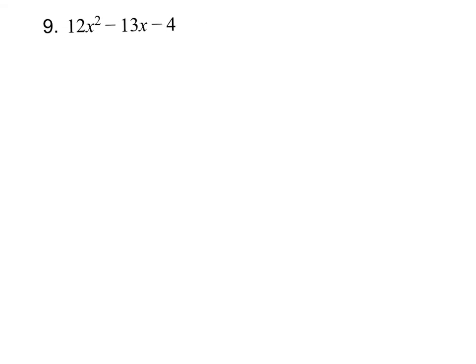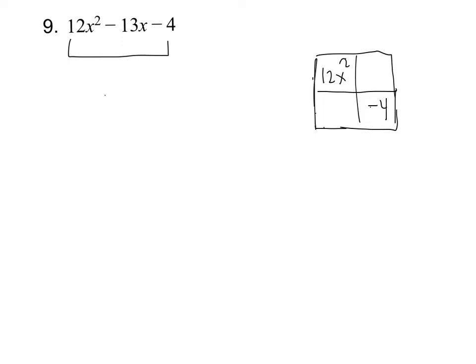So let's look at number 9, a very similar problem. There is no GCF. A little trickier because the first number is not 1, it's 12 in this case. But the same concept really will apply. So here is my box. I'll put my 12x squared there. I'll put my minus 4 here. So 12 times negative 4 is negative 48. So I have to think things that multiply to negative 48 but add to negative 13. A little harder in this case, but it turns out it's negative 16 and positive 3.